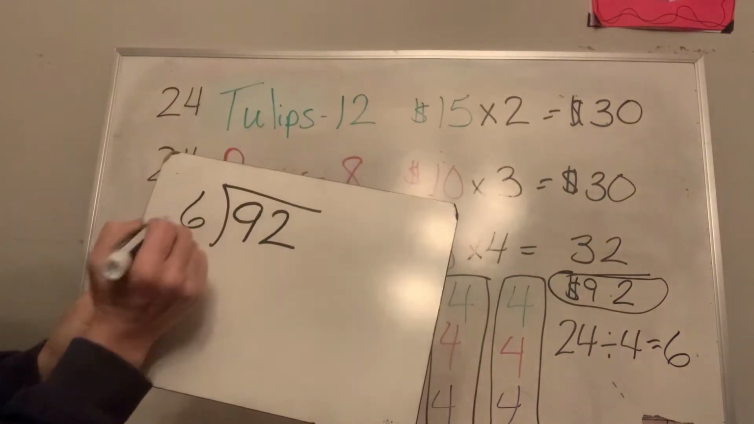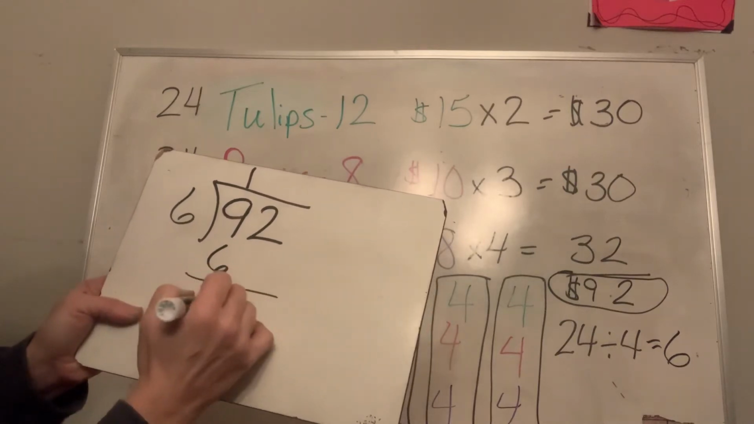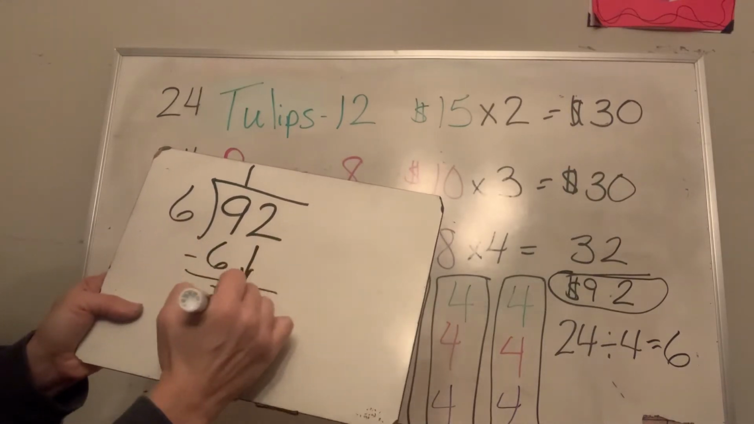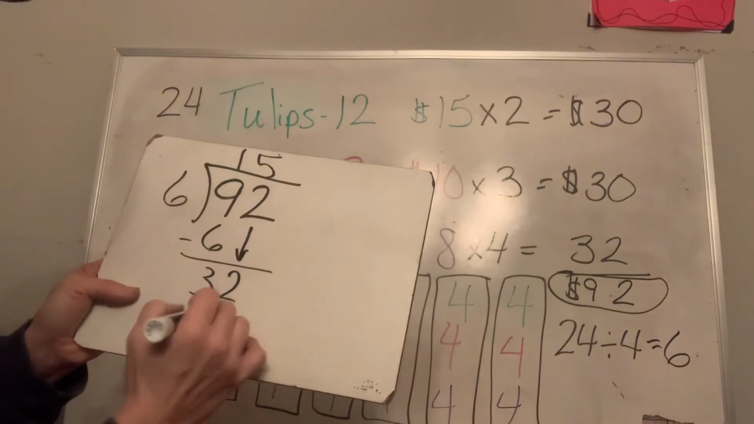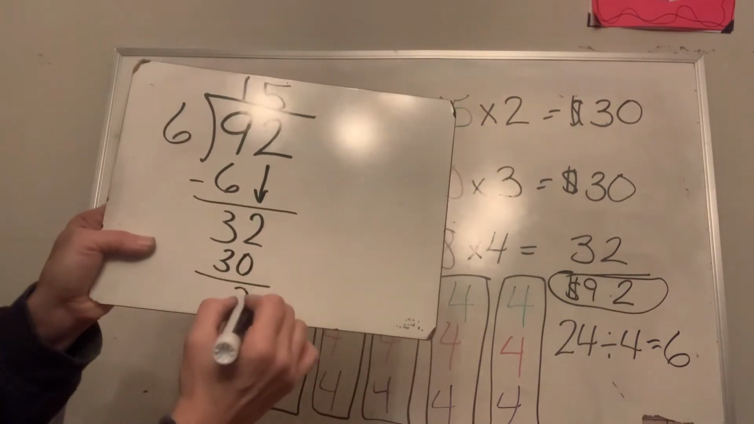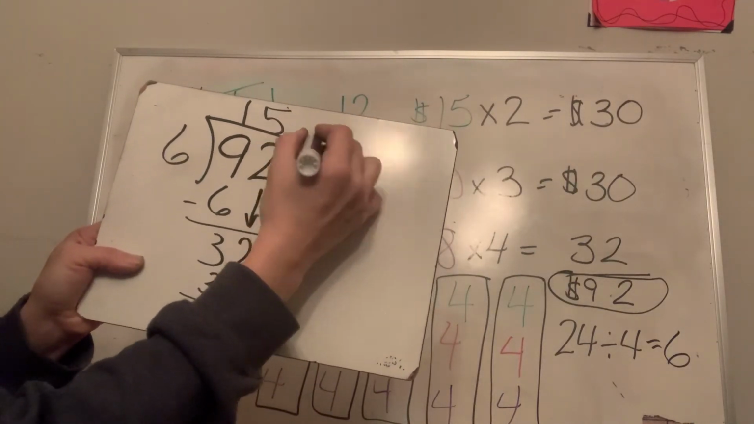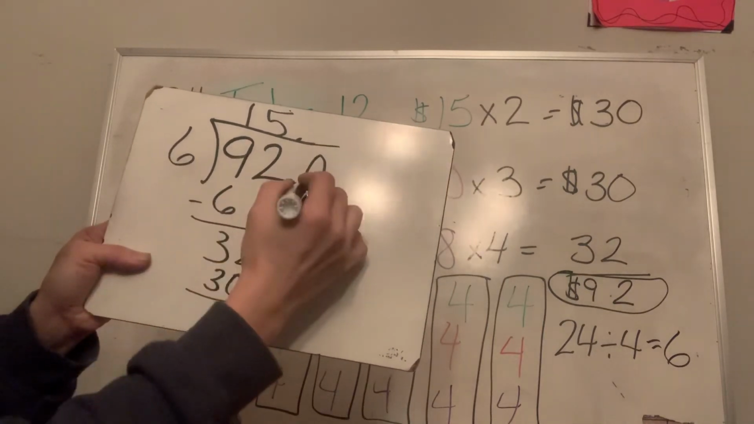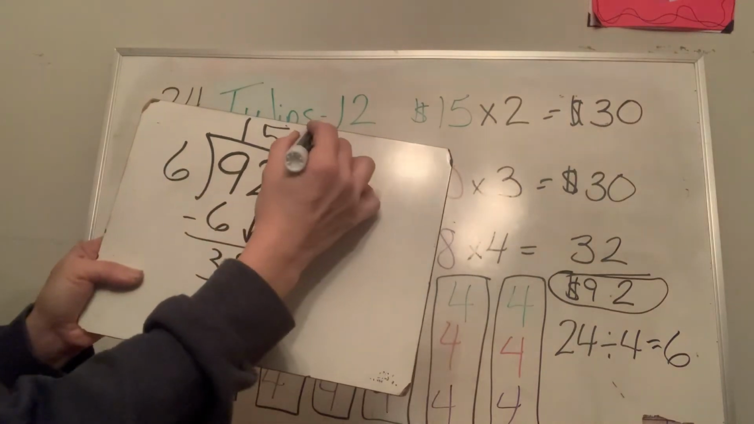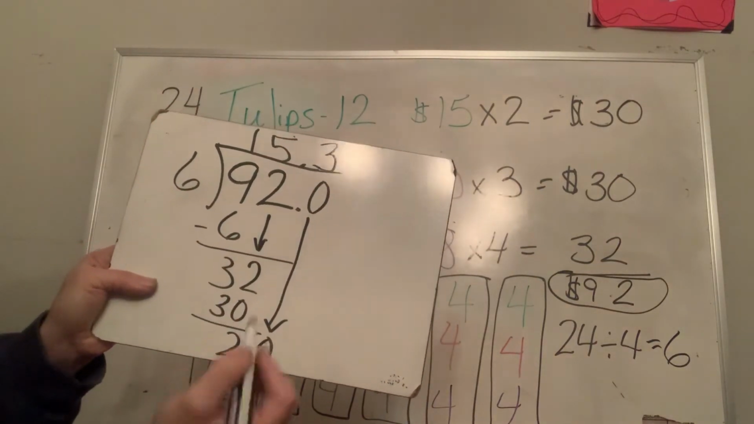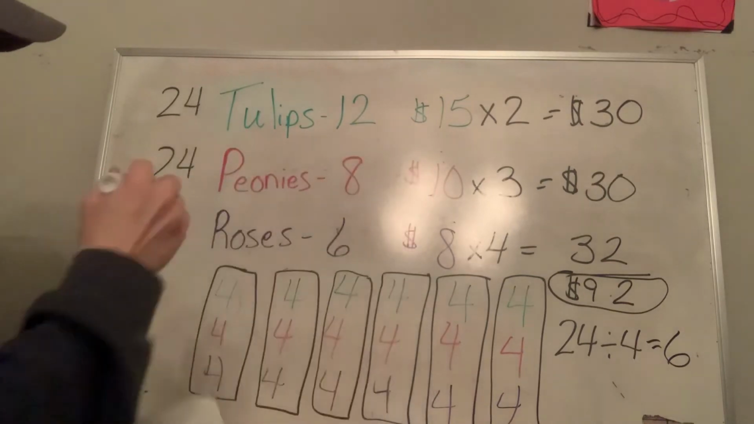Divide by 6. 9 divided by 6 is 1. 1 times 6 is 6. Remainder 3. Bring down the 2. 32 divided by 6 is 5. That gives me 30. Can you see it? Remainder 2. And I'm actually going to bring a decimal in there just to see what my 10 cents would be. So I'm going to bring that 0 down. 20 divided by 6 would be 3. So it's going to cost me about $15.30 to make one bouquet.